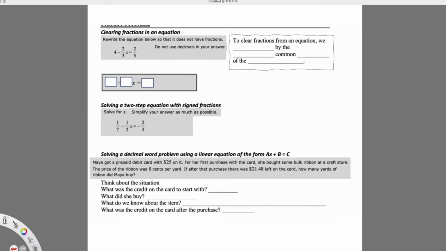All right, so on this page, we're going to focus on clearing fractions from an equation and then solving equations with fractions. And then we're also going to look at another word problem here and how to write an equation with decimals. So first off, when we have an equation with fractions, we want to clear them. What that means is we want to get rid of them because it makes the entire process a little bit easier to deal with.